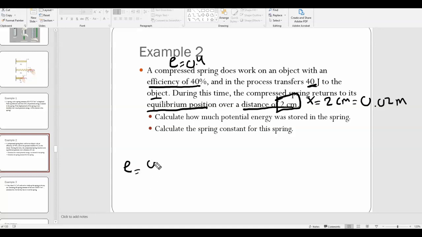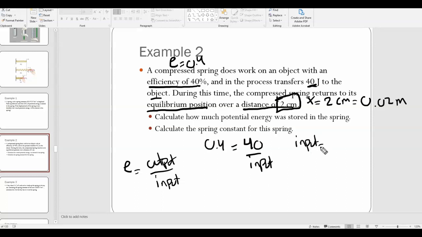Efficiency is output over input, whether you're talking about energy or power. We know E is 40%, that's 0.4. We know the output is 40 joules, because that's what goes out of the spring and into the object. Okay, so how much energy was originally stored in the spring?